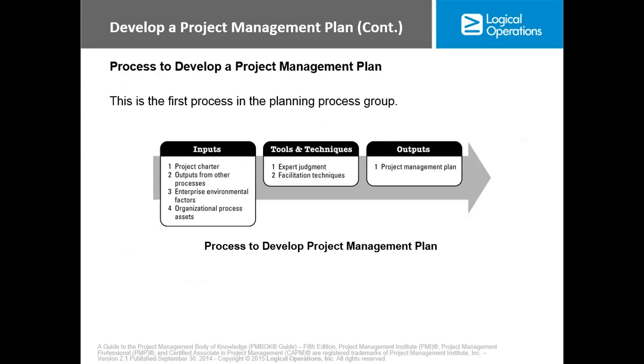Develop a project management plan process. You have the first process, and okay, this is the first process in the planning process group. You have the input, you have the project charter, outcome from other projects, enterprise environmental factors, and organizational process assets. You have the tools and techniques, like the facilitated expert judgment and facilitation techniques. Then you have the output of project management plans.